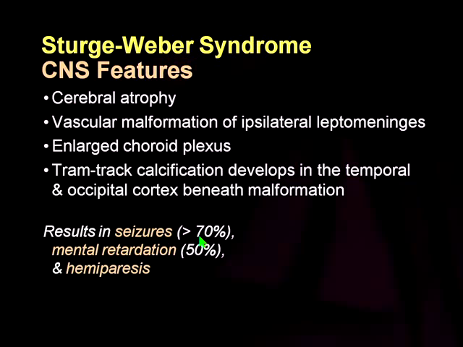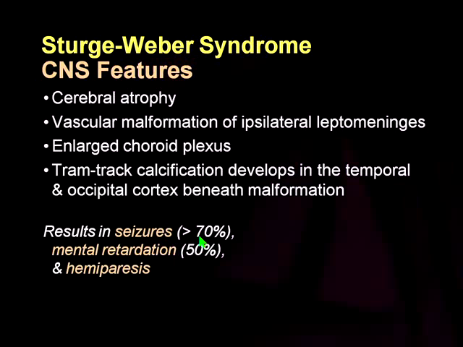You tend to see cerebral atrophy on the affected side. You will see a vascular malformation of the ipsilateral leptomeninges, which will usually appear as leptomeningeal enhancement. You'll often see enlargement of the choroid plexus on the same side. And very gradually over time, you will see the development of tram tract calcification that tends to develop beneath the malformation, most commonly in the temporal and the occipital cortex. So I would be familiar with what your radiologic features are with Sturge-Weber syndrome.